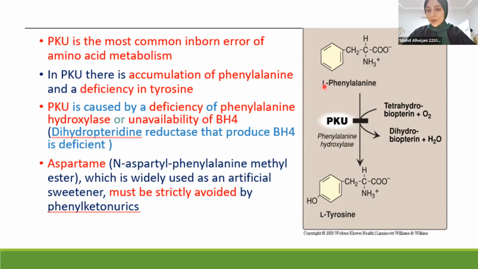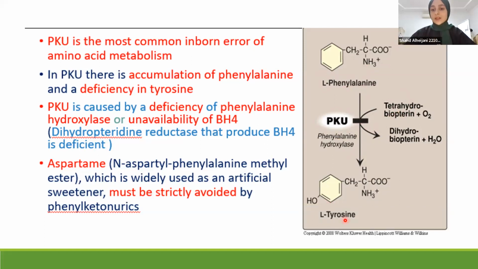Now, this is the pathway we have. We're starting with phenylalanine, and we want to convert this to tyrosine. This is the normal pathway. This pathway needs an enzyme called phenylalanine hydroxylase in the presence of tetrahydrobiopterin. So we need these two things to convert phenylalanine to tyrosine.